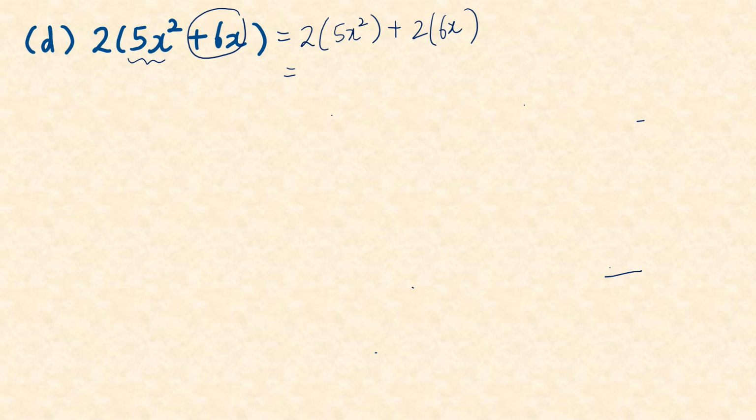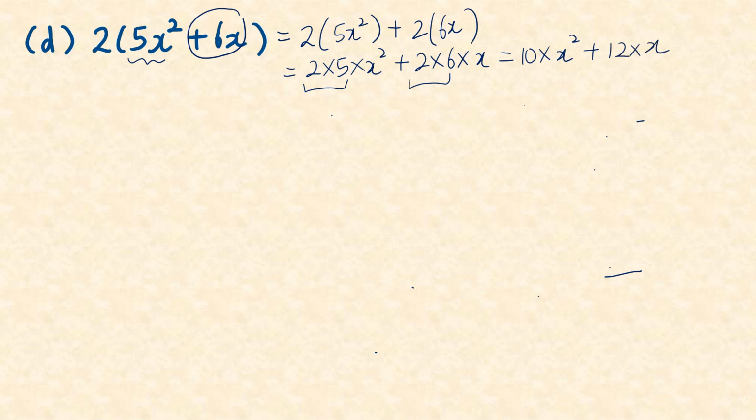So this one means just multiply 2 times 5 times x squared, 2 times 6 times x. So 2 times 5 will give you 10. So 10 times x squared. And 2 times 6 will be 12. So 12 times x. Right, so if you simplify further, that will give you just 10x squared plus 12x. Okay, so that is simple. So let's do the next one.